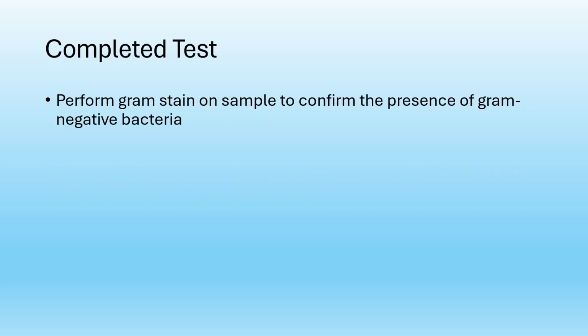If you get growth on the MacConkey and the EMB plate, so you get positive results, then you would move to the third stage, which is the completed test, and that's when you would do a gram stain to confirm that it is a gram-negative bacteria that is present in the water.